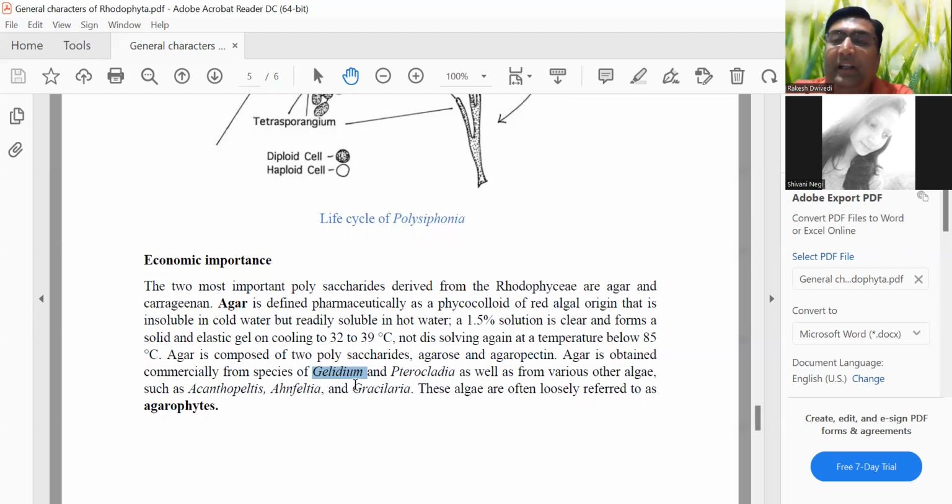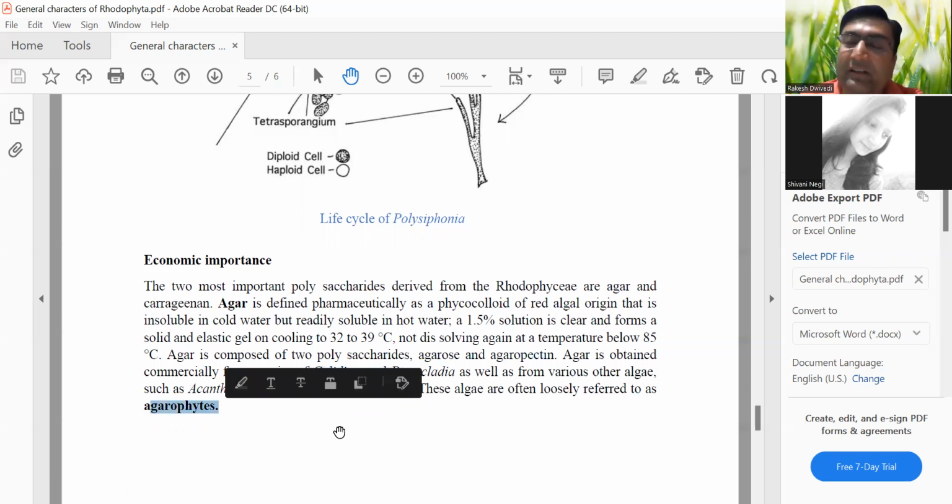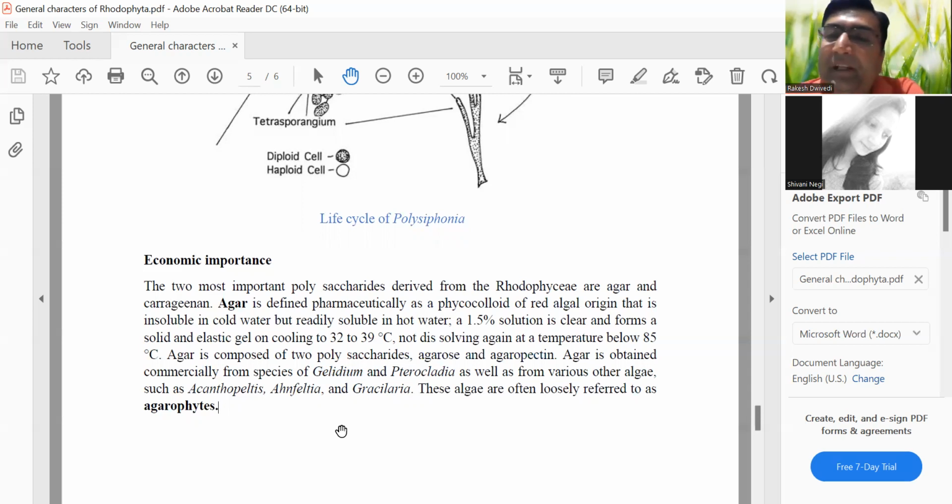So all the red algae which are used for the production of the agar, they are known as agarophytes, right? Sometimes a short note may be asked on what are the agarophytes. So agarophytes are the red algae from which we obtain a complex polysaccharide known as agar. Agar is made up of agarose and agaropectin. It is a phycocolloid which is soluble in hot water, insoluble in cold water.